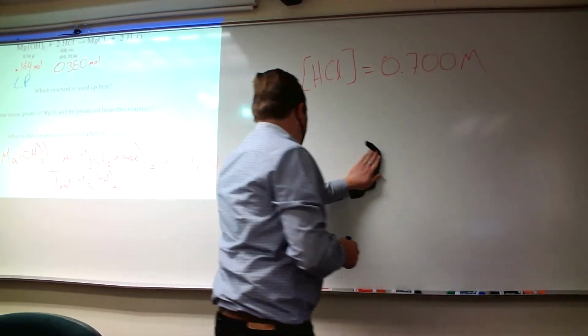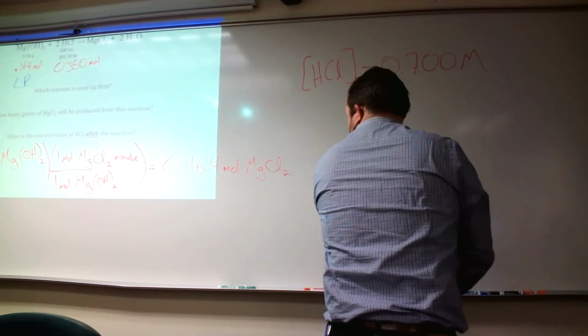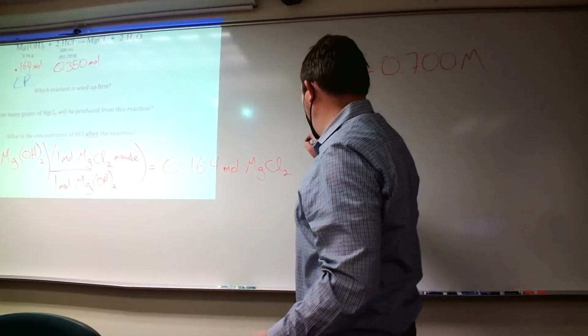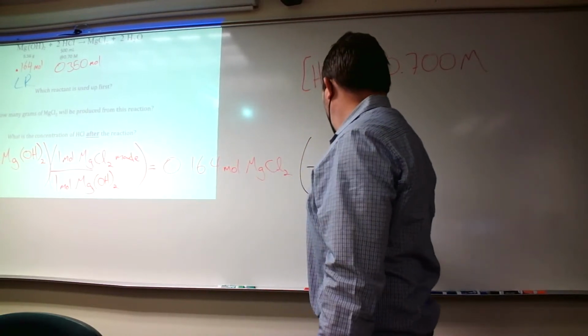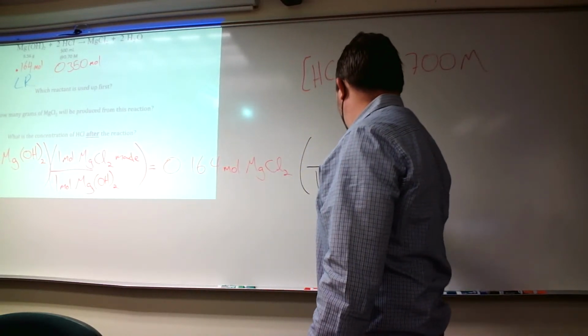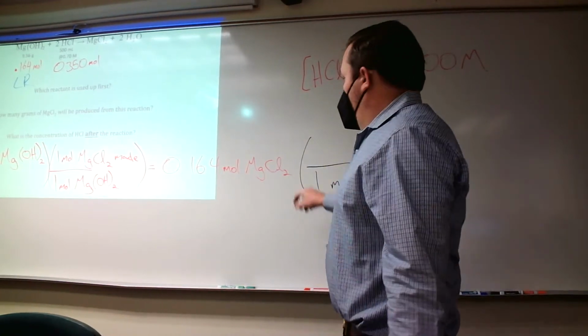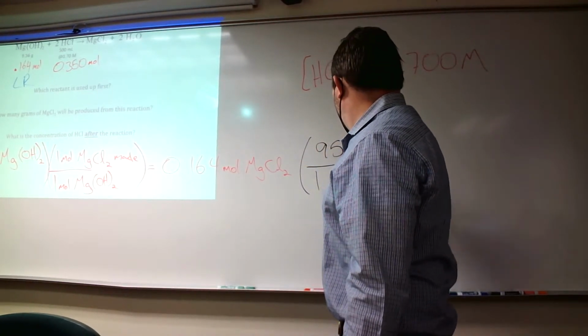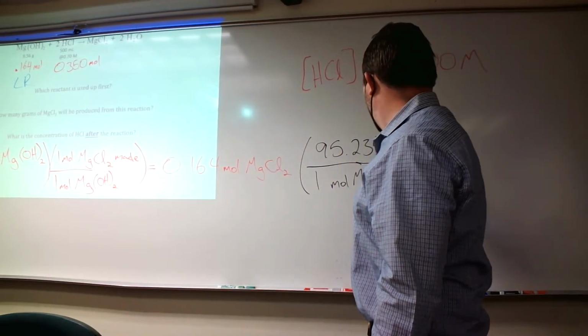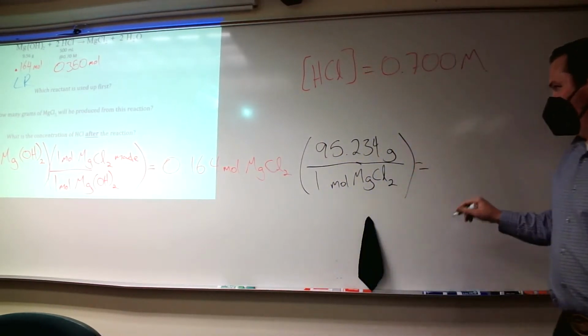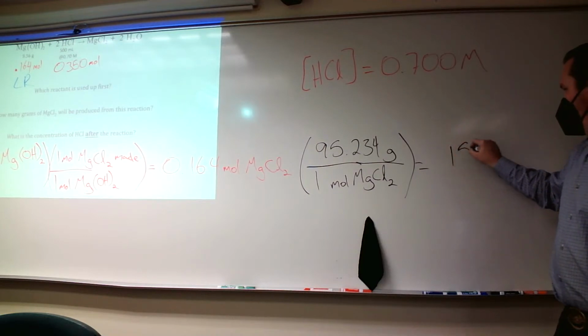Now it's just moles to grams. To answer the rest of the question, how many grams will be produced? Well, for every 1 mole of magnesium chloride, 95.234 grams. Thank you. 15.6.